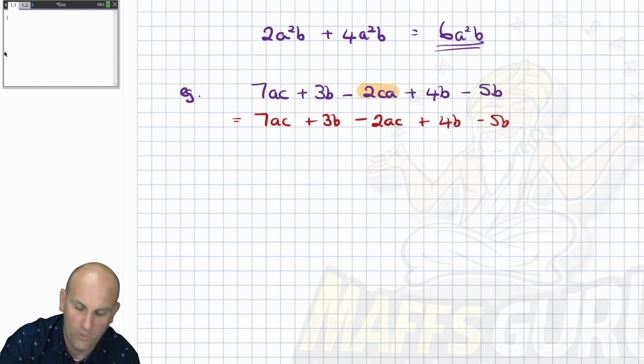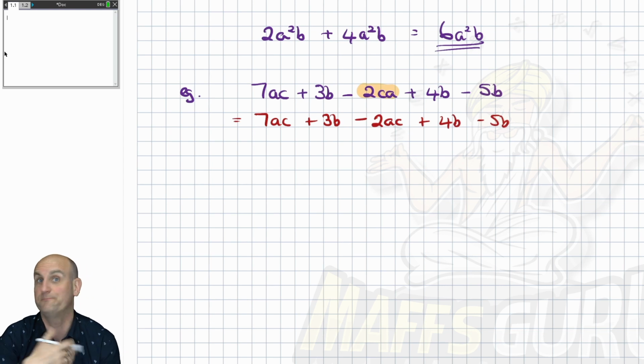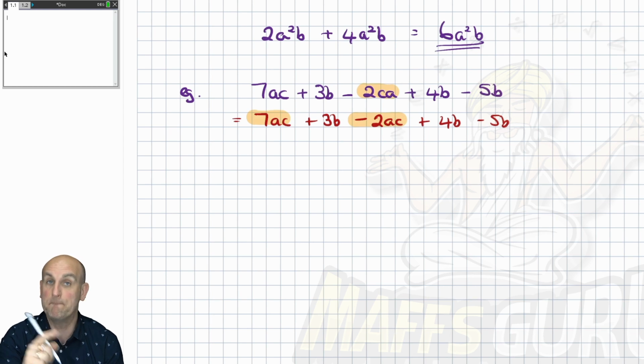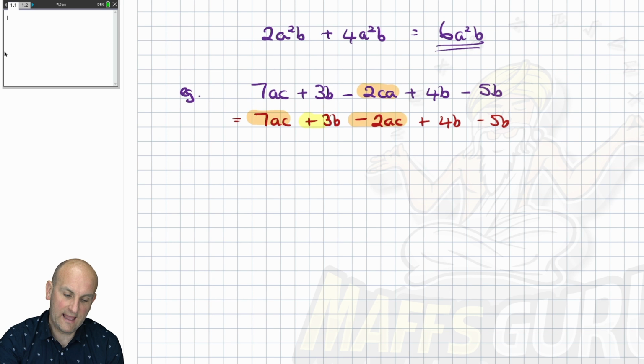Now you're going to say, what a waste of time. Well, maybe, but not a waste of time if you're going to get the extra marks in an exam and do really, really well as a result. Okay, so we've got 7 apple carrots and the minus 2 apple carrots. Remember that minus sign is so, so important. What other like terms do we have? Well, we're then adding 3 bananas, adding 4 bananas, but taking 5 bananas away.